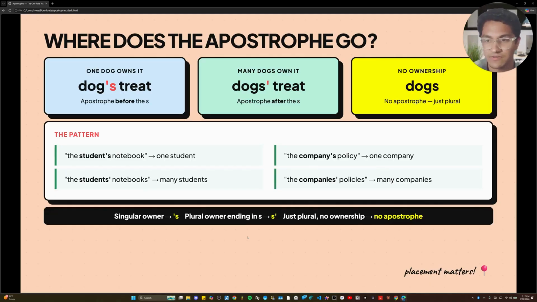If you have a singular noun, such as dog, then you're going to add the apostrophe before the S. Now, if you have a plural one, like dogs, then the apostrophe is going to come after the S. And if you're not trying to show any ownership at all, you don't need to add the apostrophe, and it's just going to remain singular or plural.